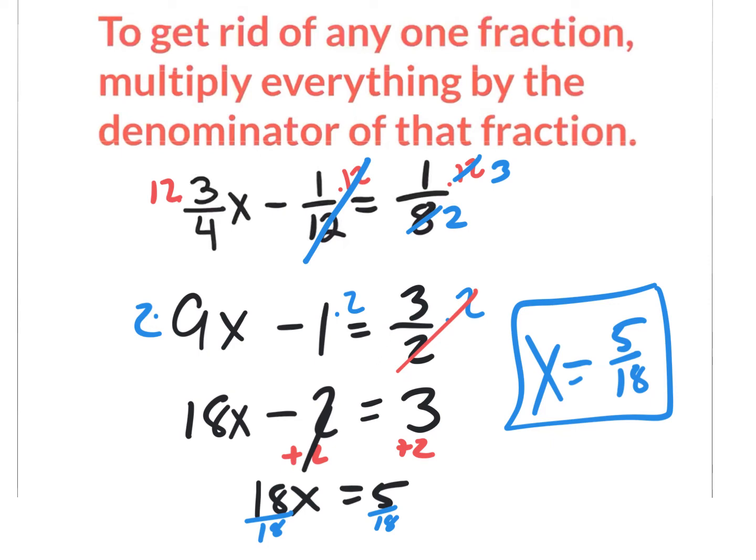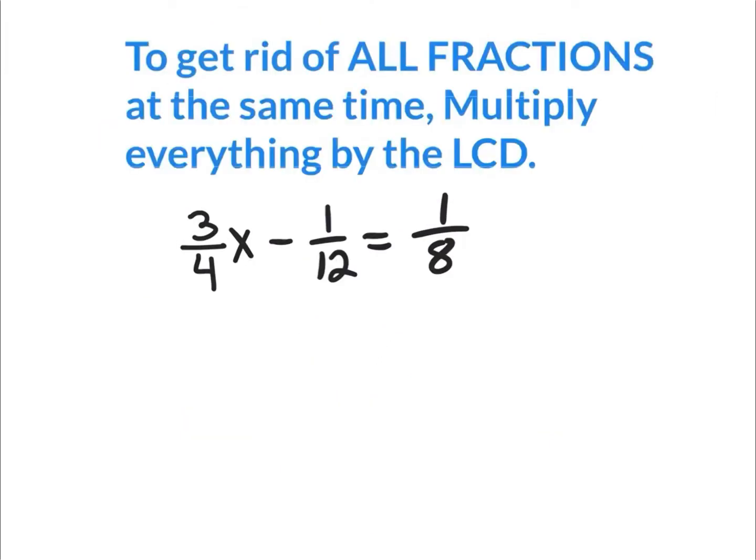Okay, so what if I took this same exact equation and I decided to get rid of all fractions at the same time by multiplying everything by the LCD? Well, first of all, you need to know what the LCD of 4, 12, and 8 is. It's actually 24. Okay, so if you're confused with LCDs, then don't even bother with this method, right? Just get rid of one fraction at a time. As you saw, it was pretty easy, right?